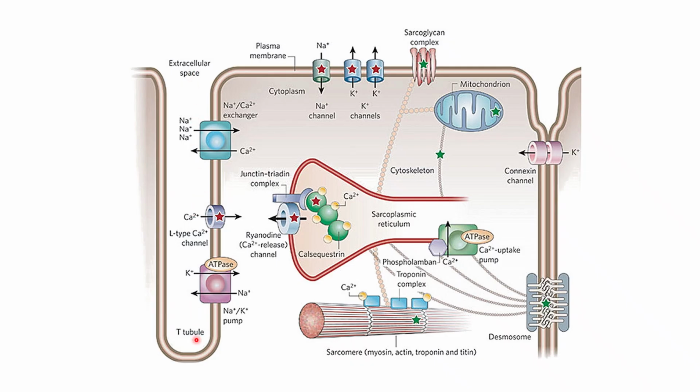Shown on the left side of the diagram. This depolarization opens the L-type calcium channels, also called dihydropyridine receptors. These channels allow a small but crucial amount of calcium to enter the cytoplasm from the extracellular space.